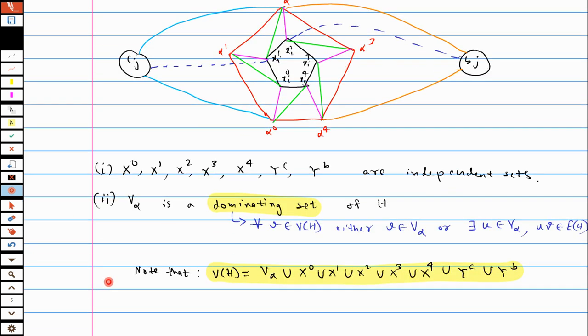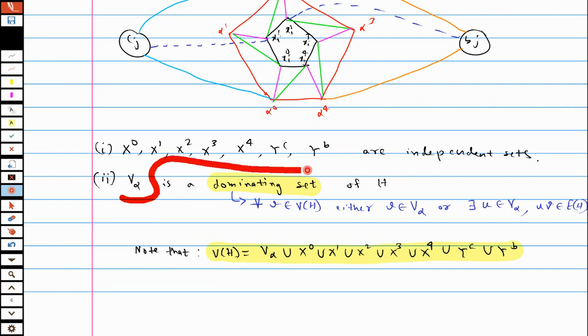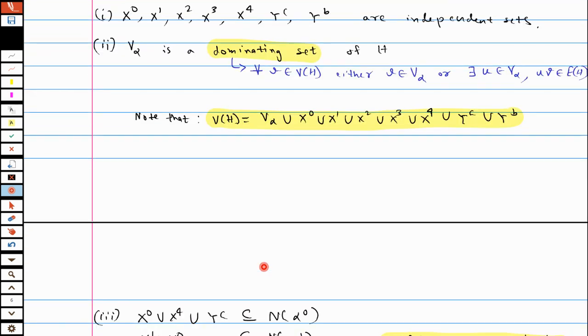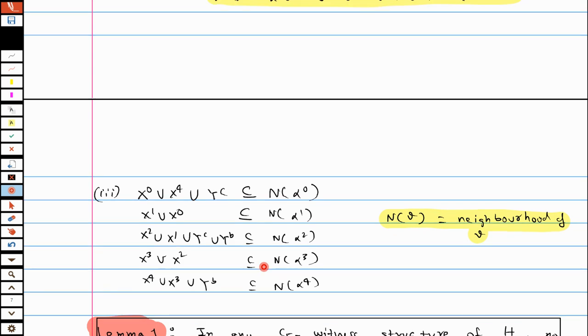Okay. Now also, all these sets together with V alpha also form a partition of this graph. Okay. Now these are the important observations, but these are not very hard to see.